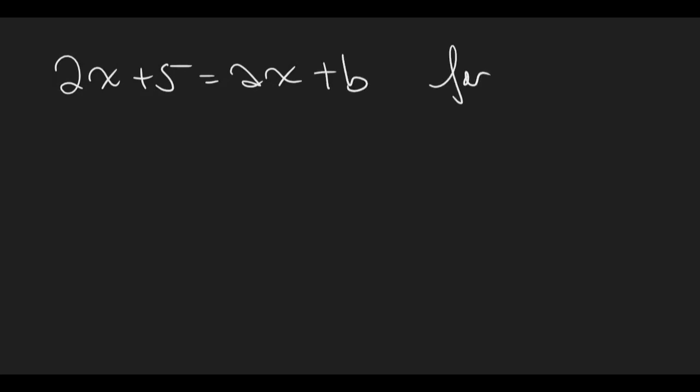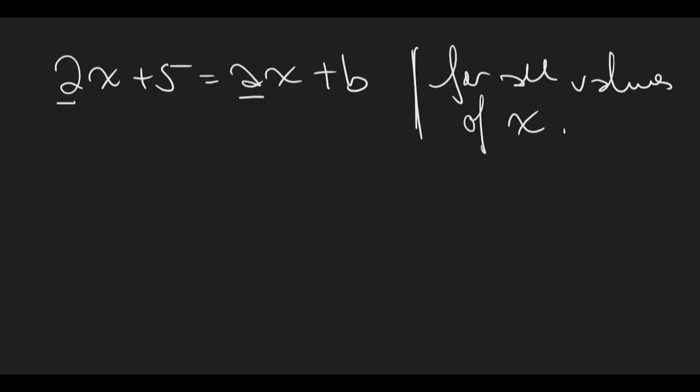Let's say we have the identity 2x plus 5 equals ax plus b, and this is true for all values of x. So we know this is an identity, then we can equate the coefficients. We can say 2 is in front of the x and a is in front of the x, so we can say a is equal to 2. And we know that our constant terms are equal as well, so 5 is equal to b, or b is equal to 5.